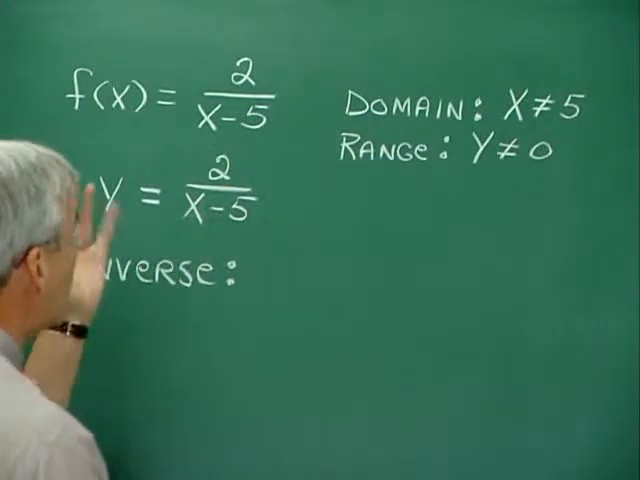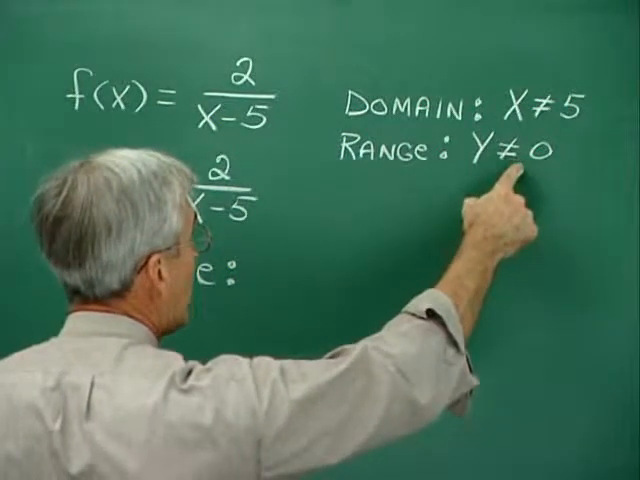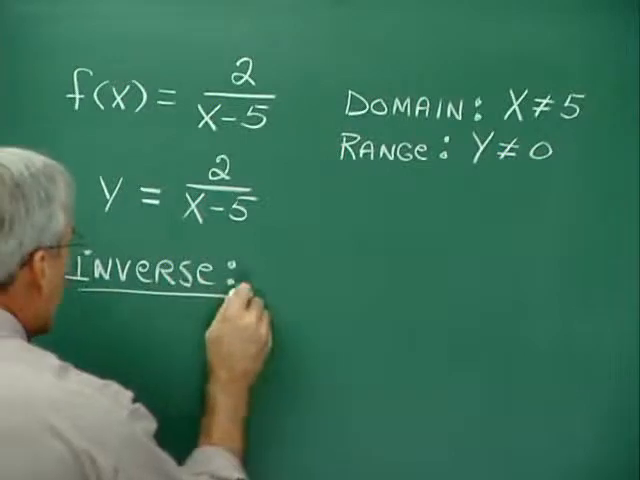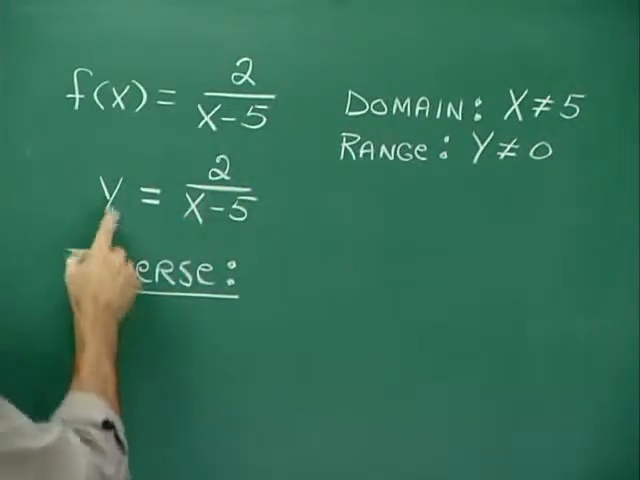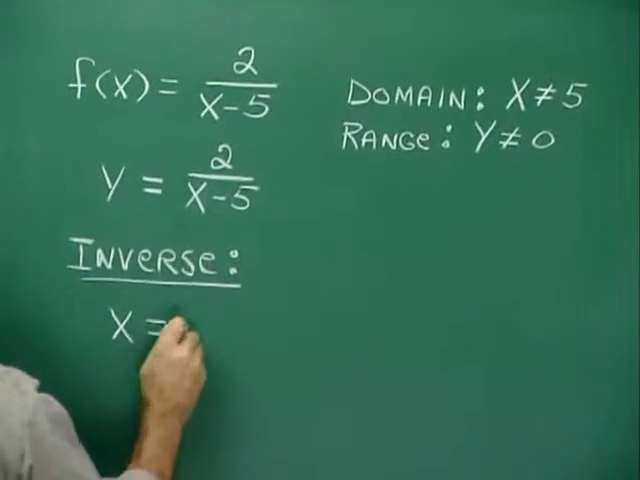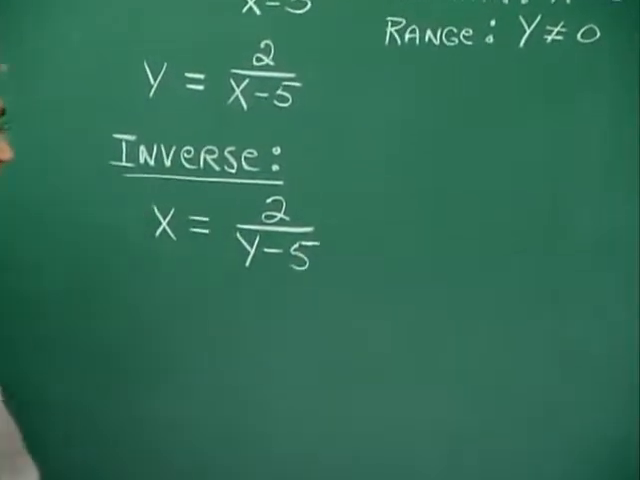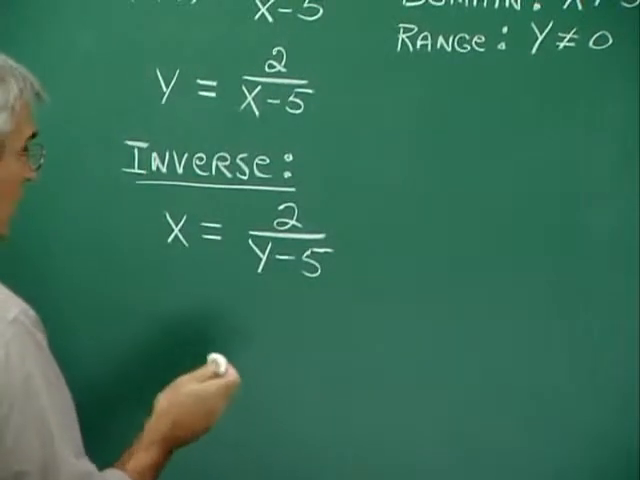And so our range then would be all real numbers except 0, or we list the range as y is not equal to 0. Now let's look at the inverse. All right, to calculate an inverse, we replace x with y and y with x. The y becomes x, and the x becomes y. And now we solve for y. Now to solve for y, I would first clear the fraction by cross multiplication.